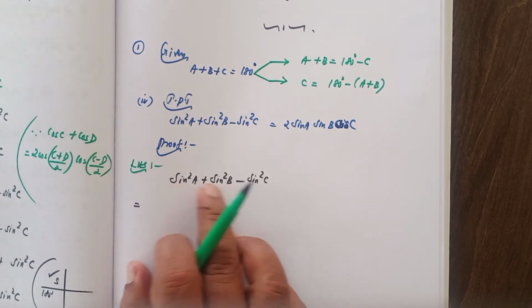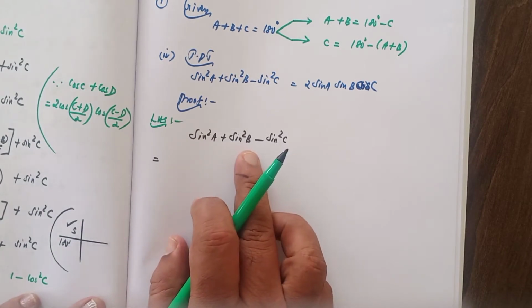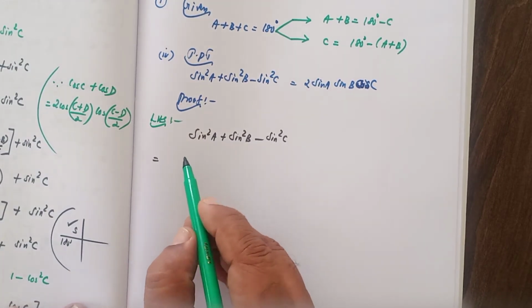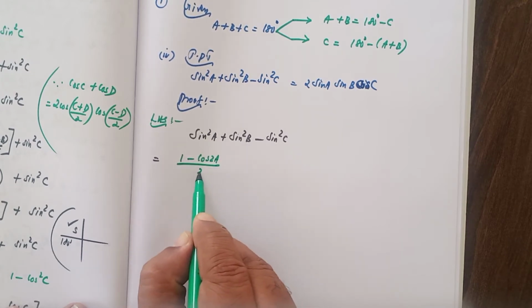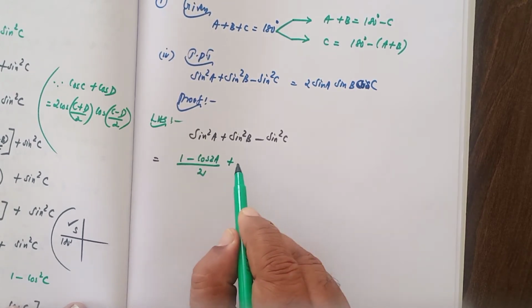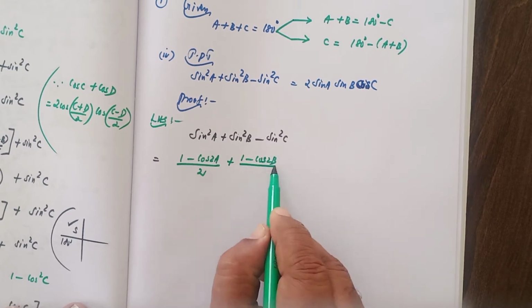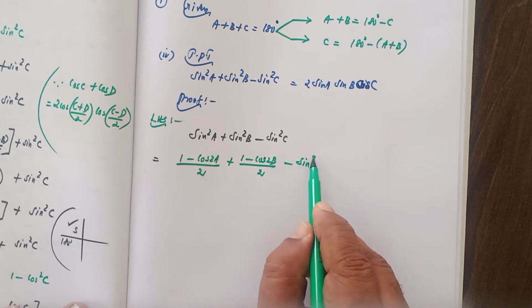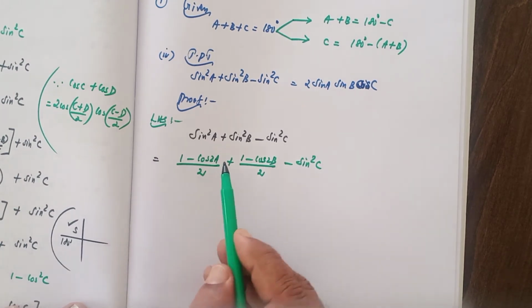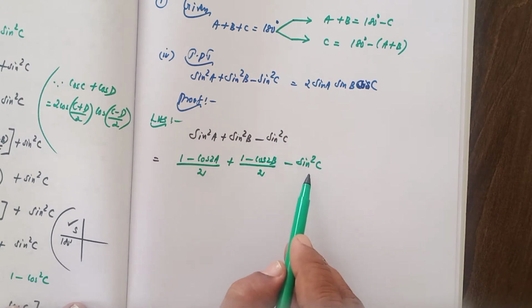First you have to eliminate the powers. Sin squared A plus sin squared B minus sin squared C. Sin squared A can be replaced by the formula (1 minus cos 2A) divided by 2. Like that, sin squared B equals (1 minus cos 2B) divided by 2, and minus sin squared C is retained as it is. You have to apply the identities only for the first and the second, and the last one is to be retained as it is.